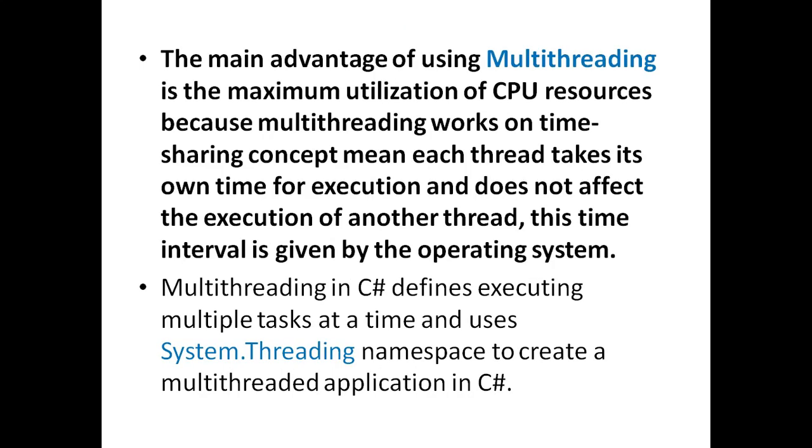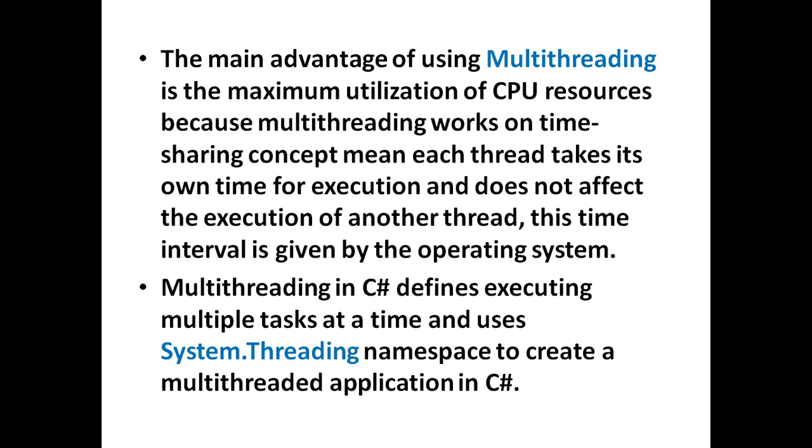The main advantage of using multithreading is maximum utilization of CPU resources, because multithreading works on the time sharing concept. That is, each thread takes its own time for execution and does not affect the execution of another thread. This interval is given by the operating system. Multithreading in C# defines executing multiple tasks at a time and uses the System.Threading namespace to create a multithreaded application.